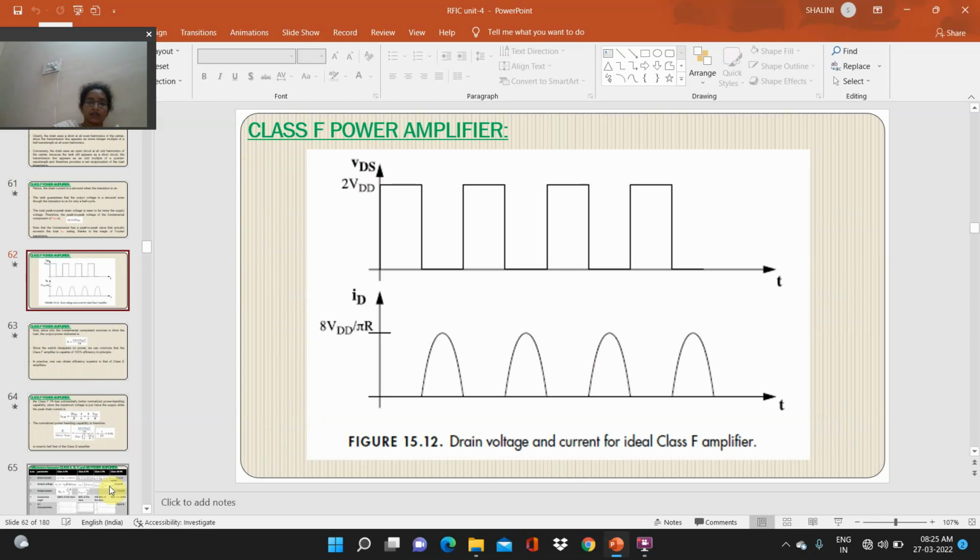In the class F amplifier, the drain voltage and current for the ideal class F amplifier are shown like this. The waveforms will be obtained like this.